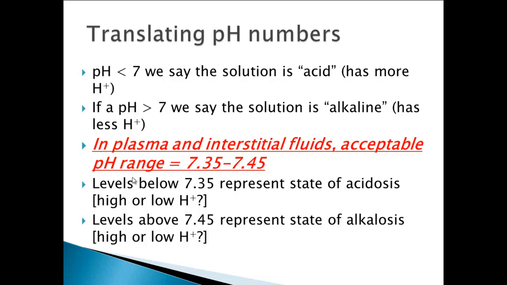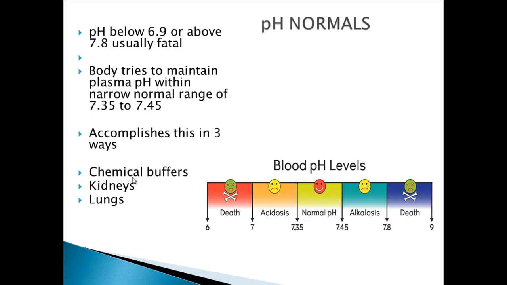When it's below 7.35, it's a state of acidosis, which is a high hydrogen ion. As the pH goes down, the hydrogen ion goes up, that inverse relationship. Levels above 7.45 represent a state of alkalosis, which is a low hydrogen ion. Remember, pH goes up, hydrogen ion goes down. The normals in the body are a very tight range. If we get much below 6.9 pH or above 7.8, that's usually fatal. So the body tries to maintain plasma pH in that very narrow range, 7.35 to 7.45.